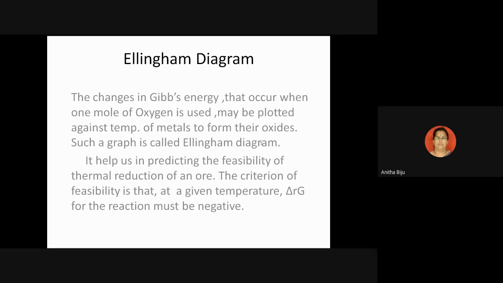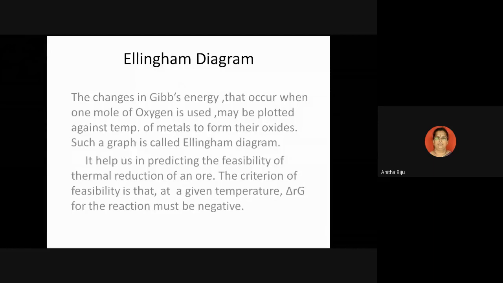Okay, so this is the first thing you have to understand. The changes in Gibbs free energy, we can simply represent as delta G. You can keep it in a bracket along with the Gibbs energy. Changes in Gibbs energy, that is delta G, that occur when 1 mole of oxygen is used may be plotted against temperature. Temperature is expressed in Kelvin and it is on the x-axis.